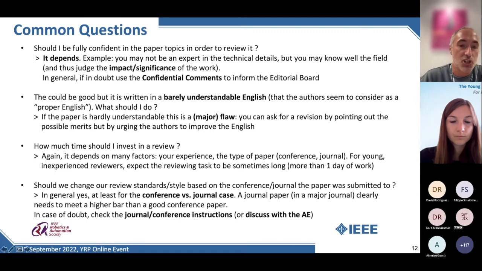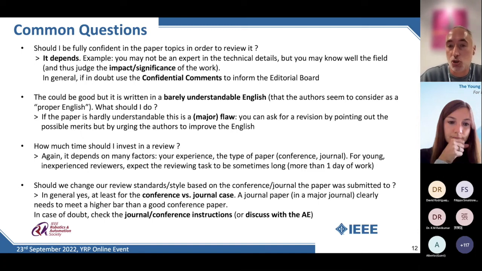So should we change the review standards or style based on the journal or the conference? I would say yes, at least for sure in the conference versus journal case, because clearly, for a paper in a major journal in the community, the bar for a journal paper is higher than the bar for a conference paper. That's clear. So when you review a conference paper, you may have lower standards compared to a journal paper.